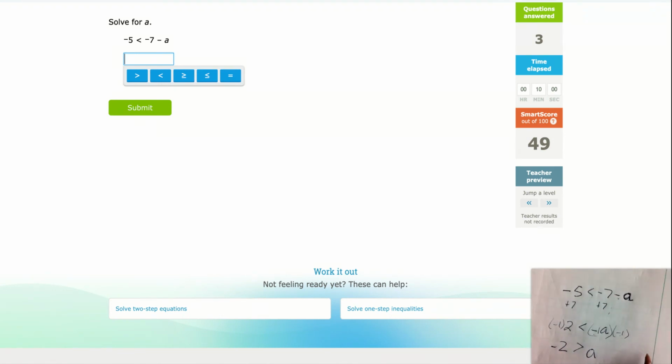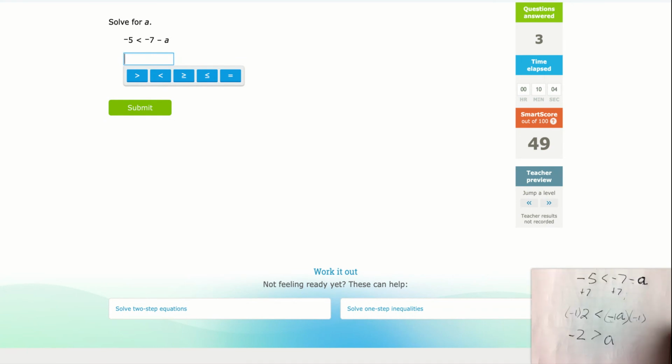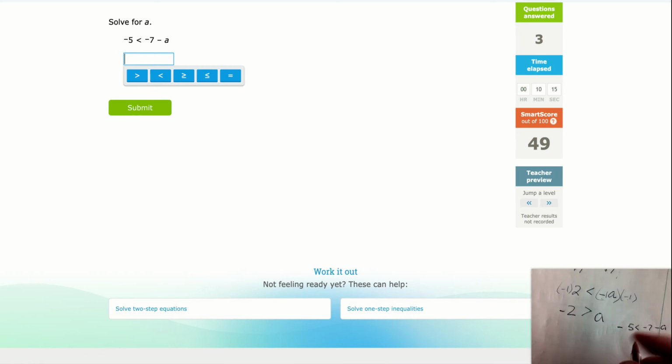Now, let's do that exact same equation again, where I'm going to move the a to the left side. So let's do that. Negative 5 is less than negative 7 minus a. Okay, so now what I'm going to do is add a to both sides. Again, not like terms. So when I add them, I get a minus 5 is less than negative 7.